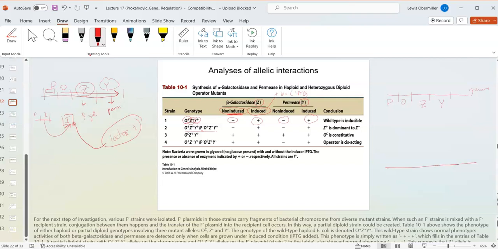And then we have this F prime. Remember, the F prime is a plasmid, external piece of DNA, and in this plasmid we have an O plus. So I'm not going to write the plus, and we have a Z minus. So Z is broken, the DNA is messed up, and we have a Y plus. So this is normal. This one's messed up, but this one's normal.